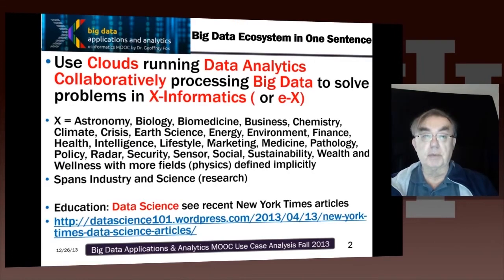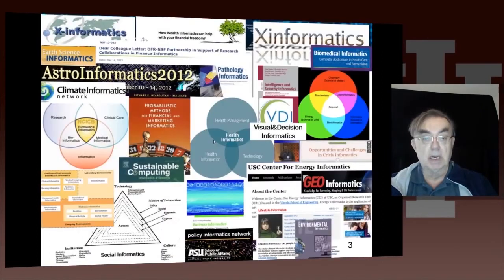And of course, we remember, as always, in this class, which is also known not only as big data, but also as X-informatics, that the motto is to use clouds, running data analytics collaboratively, processing big data to solve problems in X-informatics. And here are all the various X-informatics that we have dug out over the last few months.